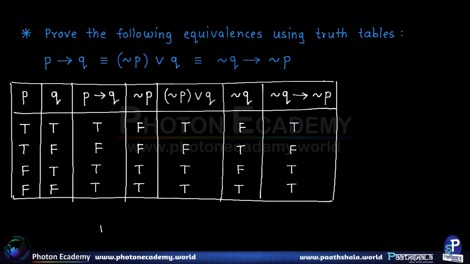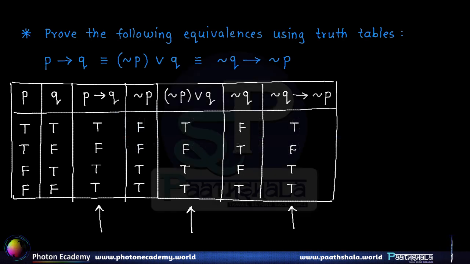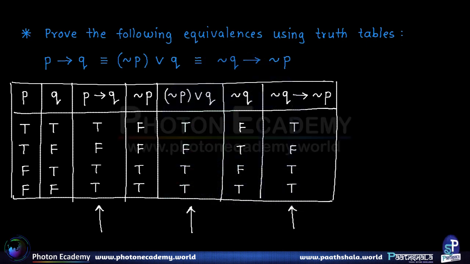Now look at the three columns marked here. We see that all of them have exactly the same truth values in every row. So no matter what combination of truth values of P and Q we consider, the three statement patterns given are always equivalent to each other. So that proves the given equivalence.